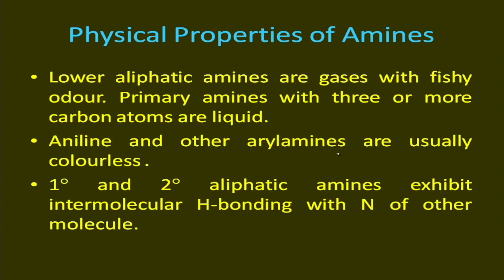Aniline and other aryl amines are colorless when pure, but become colored on storage. So primary and secondary aliphatic amines undergo intermolecular hydrogen bonding with the nitrogen atom of another molecule.